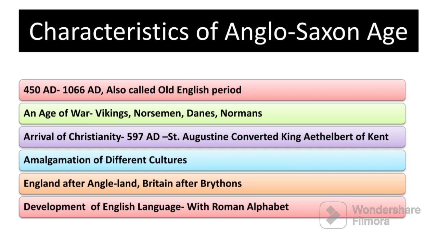Then in 597 AD, a very important thing happened that I was talking about earlier, and it was the arrival of Christianity. Saint Augustine came to England and he converted King Ethelbert of Kent to Christianity in 597 AD. So remember this year is very important, and it also starts the history of Christianity in England.